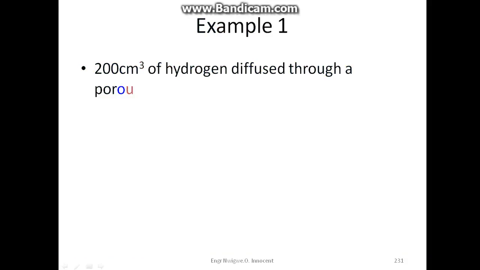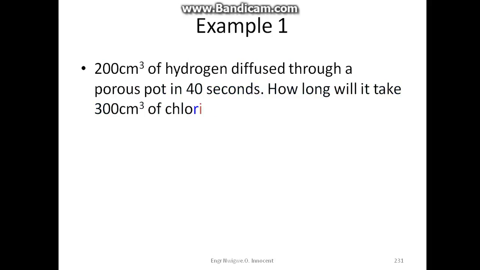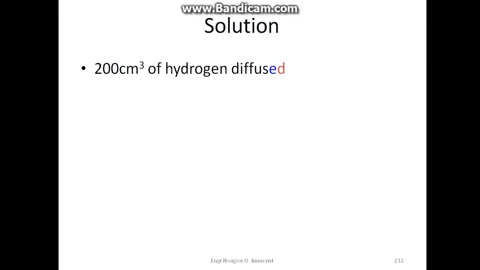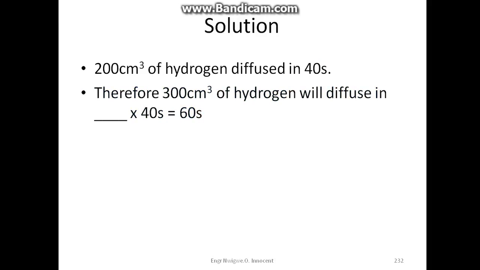diffuse through a porous pot in 40 seconds. How long will it take 300 cm³ of chlorine to diffuse through the same pot? Solution: 200 cm³ of hydrogen diffuses in 40 seconds. Therefore, 300 cm³ of hydrogen will diffuse in 300 over 200 times 40 seconds, which will give us 60 seconds.